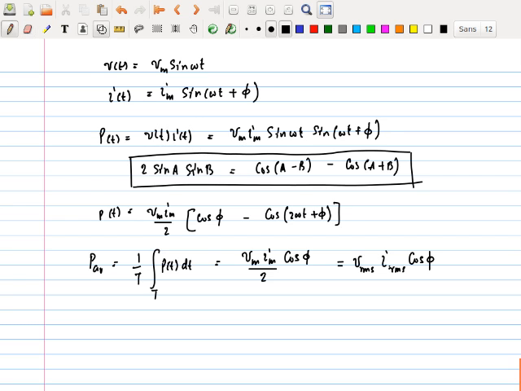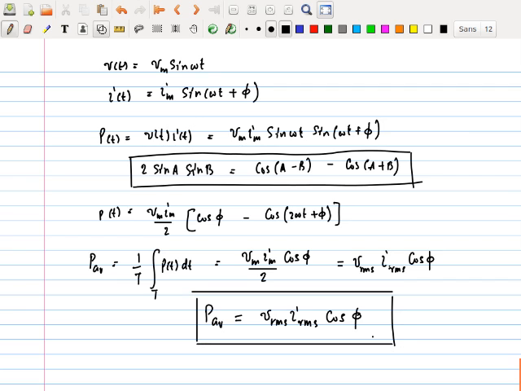So if there is a shift in the angle as it goes through this element, my P average is equal to V RMS, I RMS, cosine phi. Now this is a very important equation. Some people at the advanced level may have seen this. There are some very enthusiastic teachers who say this to everything.